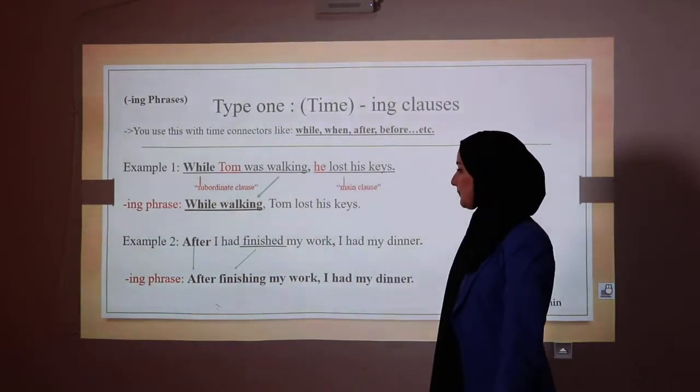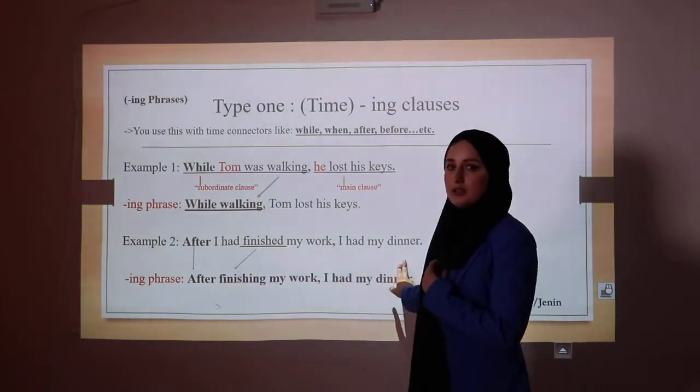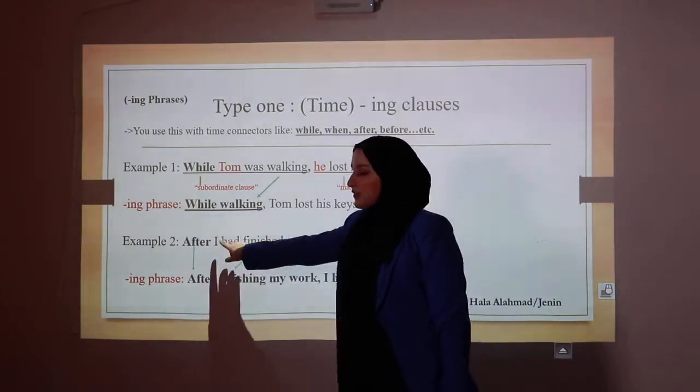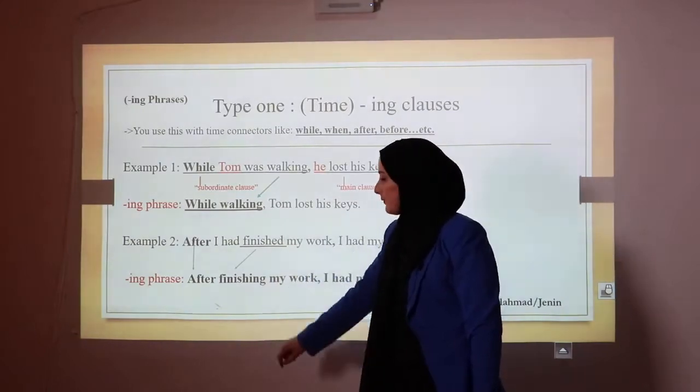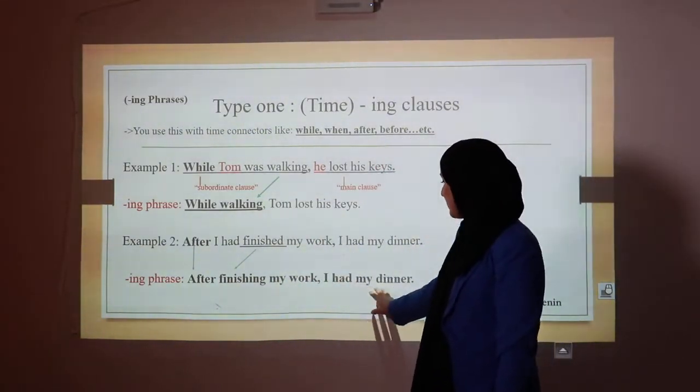Example number 2. After I had finished my work, I had my dinner. Again, the same steps. Start with after, get rid of the subject I, put the main verb in the ing form. So it becomes after finishing my work, I had my dinner.